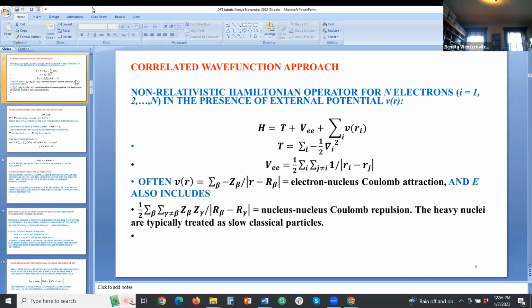First, there's a kinetic energy operator, which is the sum of the separate kinetic energy operators for each electron. Then there's the electron-electron Coulomb repulsion, which is a sum over pairs of electrons, i and j. In the sum, we have to exclude the j equals i term because an electron does not interact with itself. And because the pair ij and the pair ji are the same pair, they're double counting in this sum, and we have to correct it by dividing by 2.